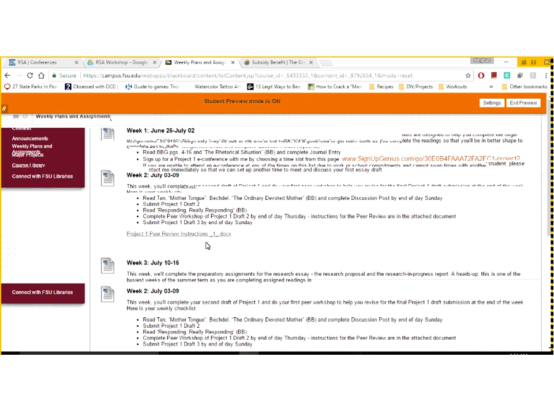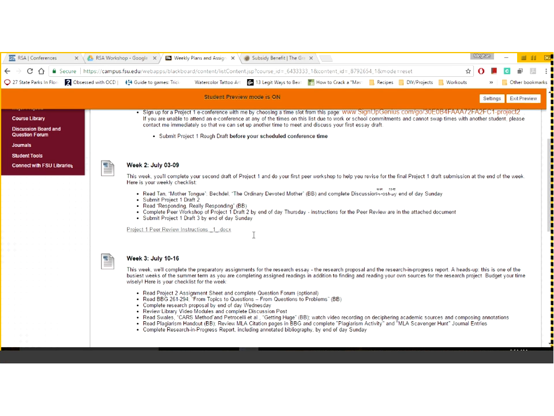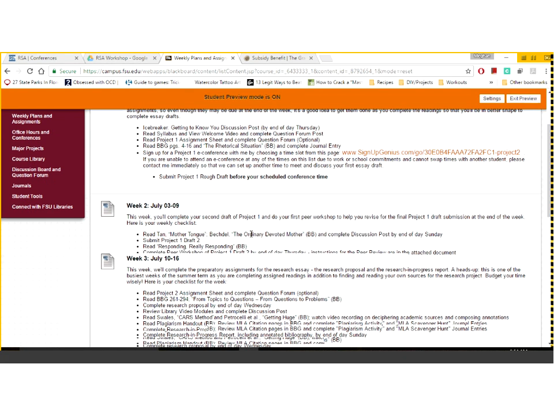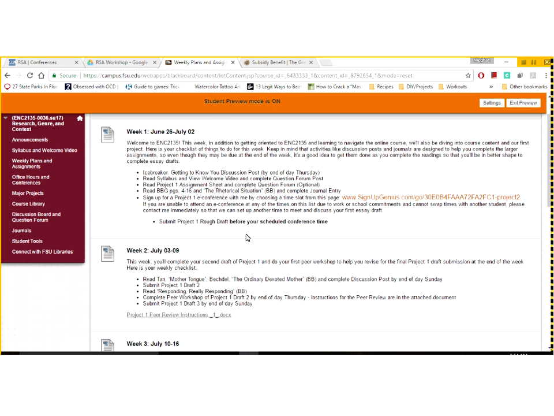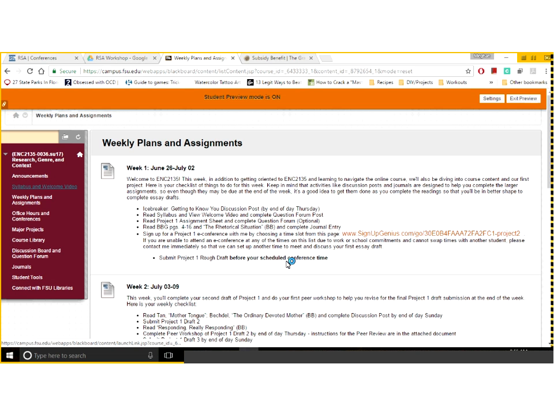So you can see those are all here. Sometimes I've got a document that gives instructions for something like peer review. So make sure that you're checking this out every week because even though there's no conflicting information with what's in the course calendar, there's additional information and ability for you to complete those assignments.